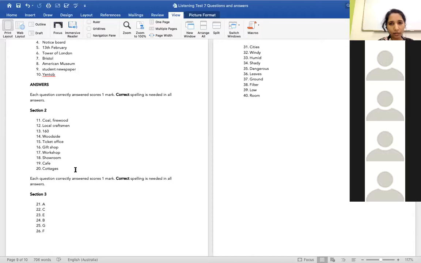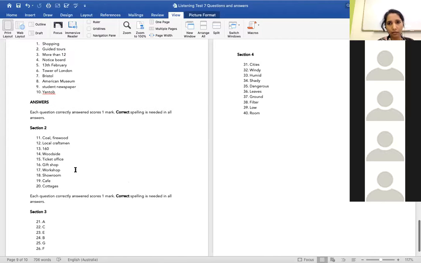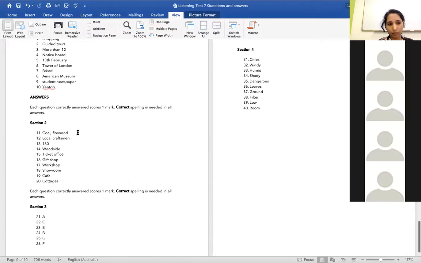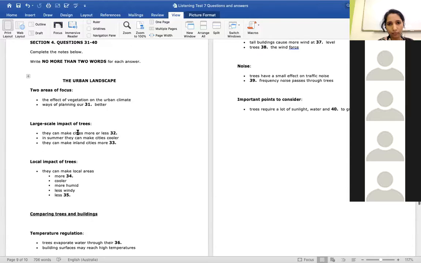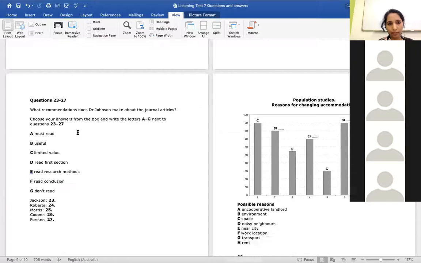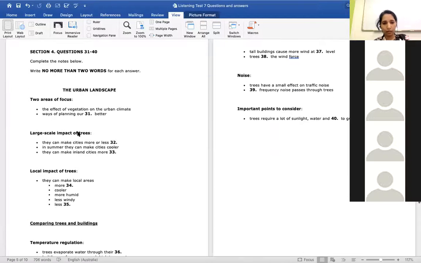All good? In number 11, it was saying coals and firewoods with S. Did they? There is nothing called coals or firewoods. There is nothing called coals. There is Riverside Industrial Village, and always one industrial thing, coal.